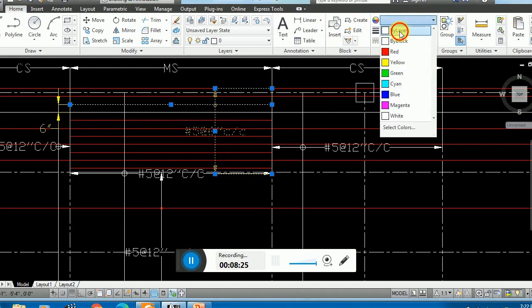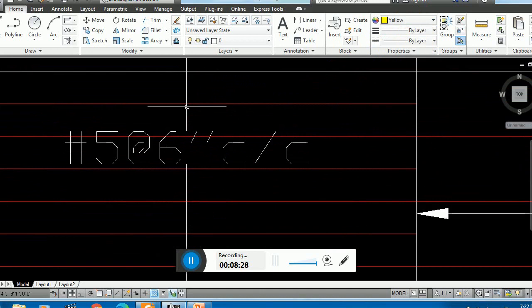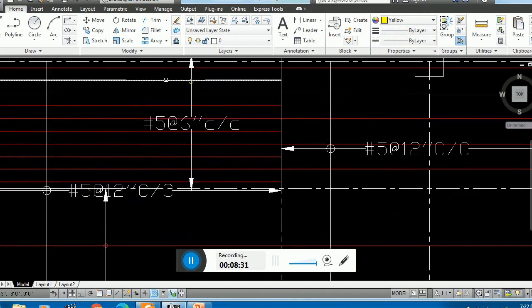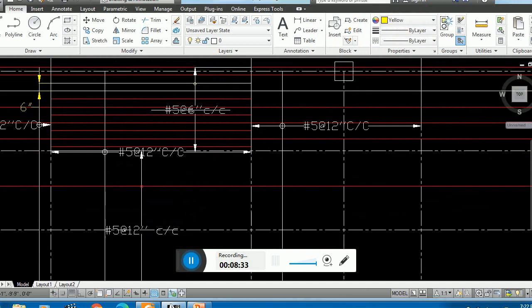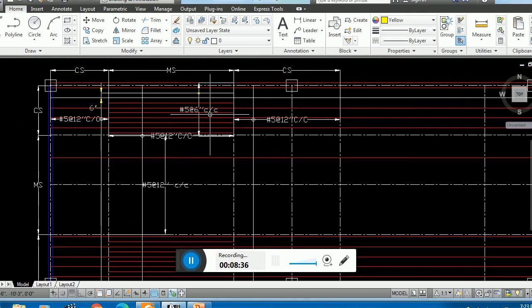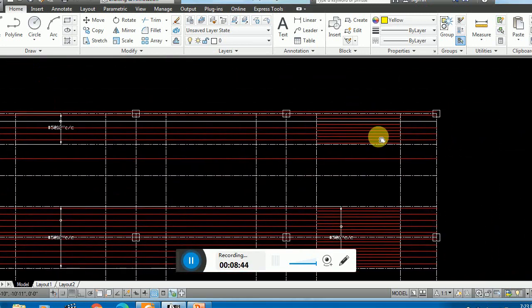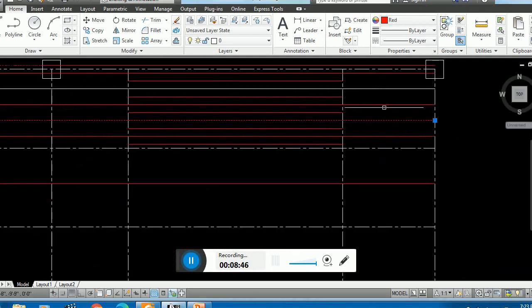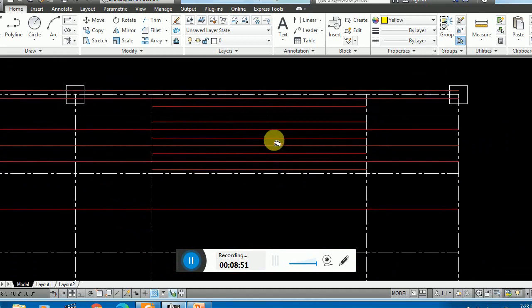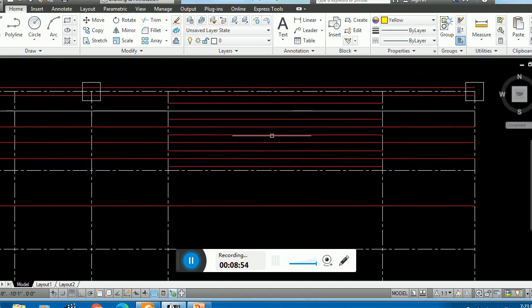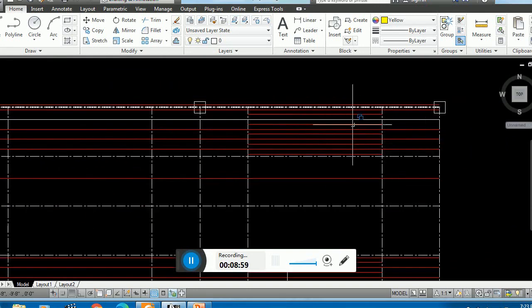Okay, by layer. So this means that the circle, meaning the bar which is placed in this direction, is number 5 at the rate of 6 inch center to center. This is only for this middle strip in the east-west direction, and similarly for this as well. Here you see these red bars are number 5 at the rate of 12 inch center to center, and these closely spaced bars are number 5 at the rate of 6 inch center to center, but they must be provided within the column strip width, that is 5.58 feet.